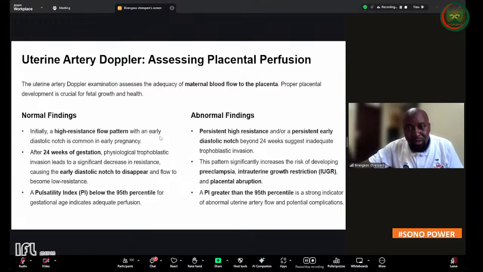What is abnormal? Persistence of a high resistance or persistence of an early diastolic notch beyond 24 weeks will suggest inadequate trophoblastic invasion.